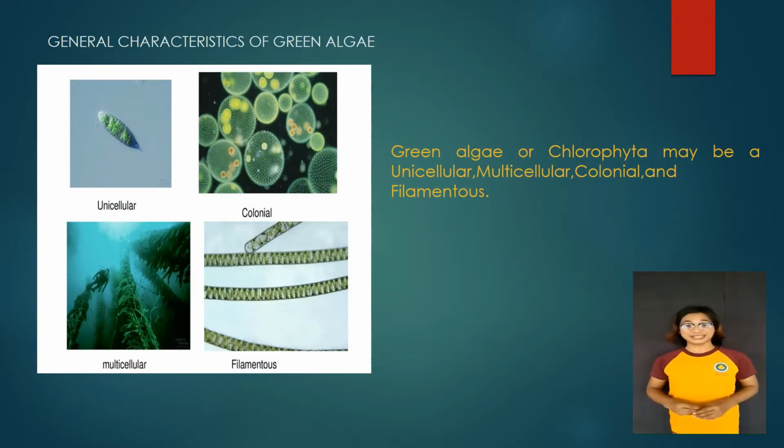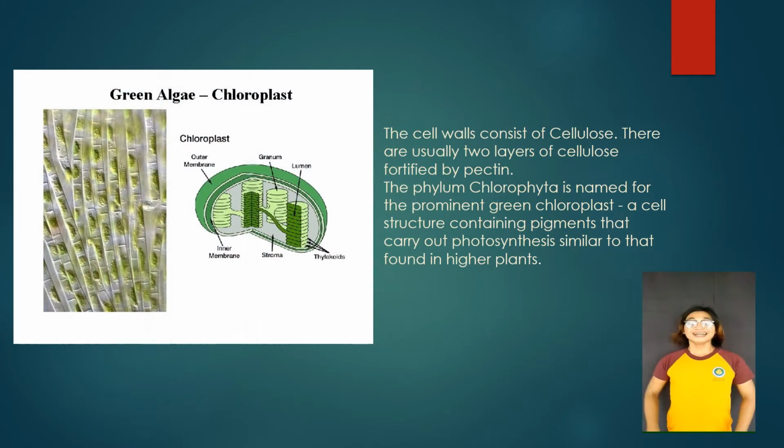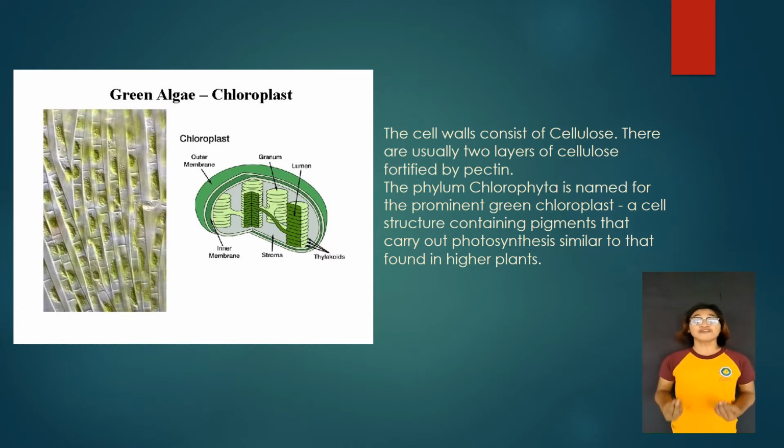And now, let's proceed to the general characteristics of green algae. Green algae or Chlorophyta may be unicellular, multicellular, colonial, and filamentous. The cell walls consist of cellulose. There are usually two layers of cellulose fortified by pectin.